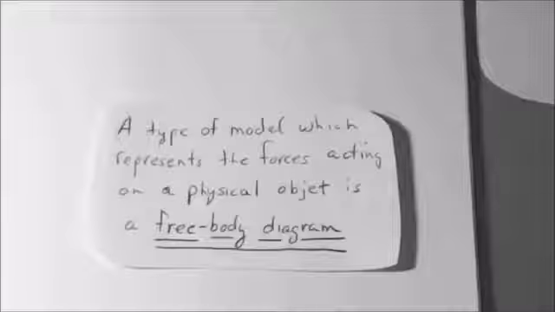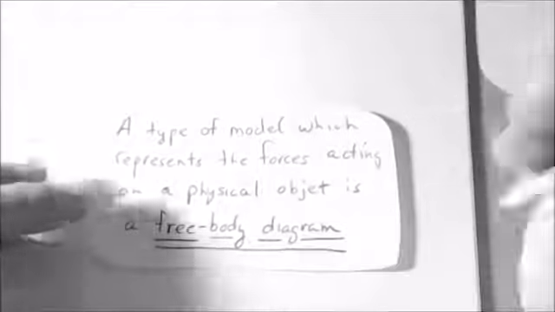A free body diagram is a model, just like a lot of things that we use in science to explain and predict with. A free body diagram is a type of model which represents the forces acting on a physical object. Okay, let me give you some examples. All right.